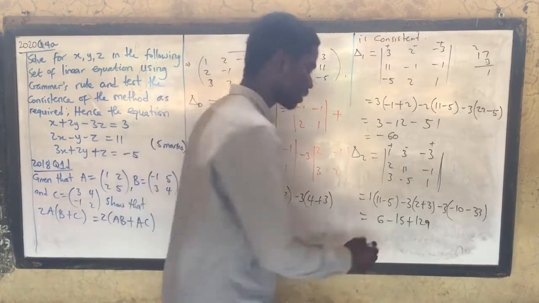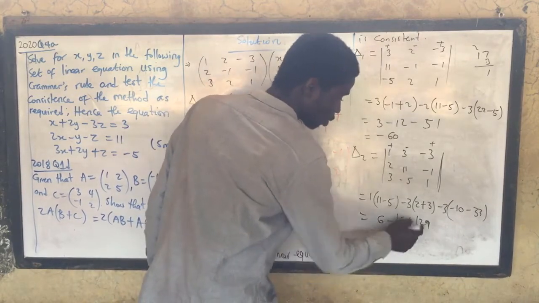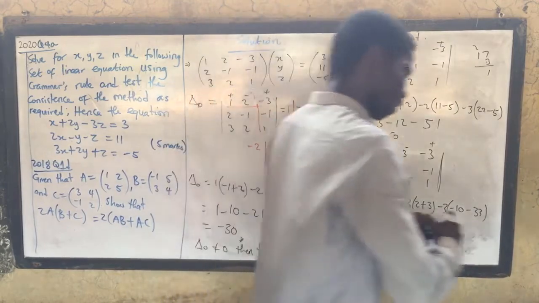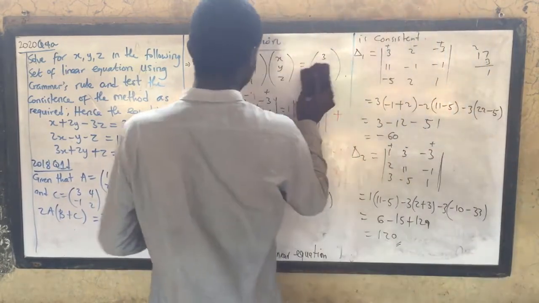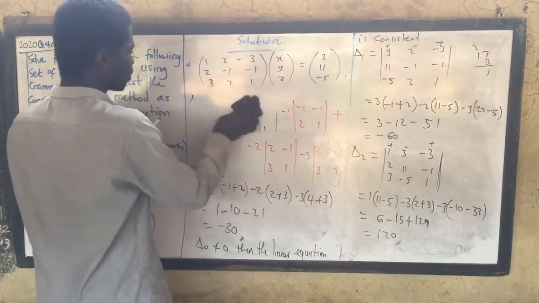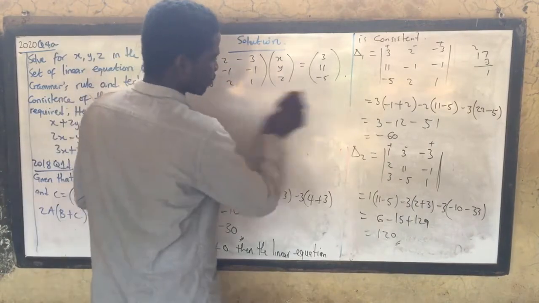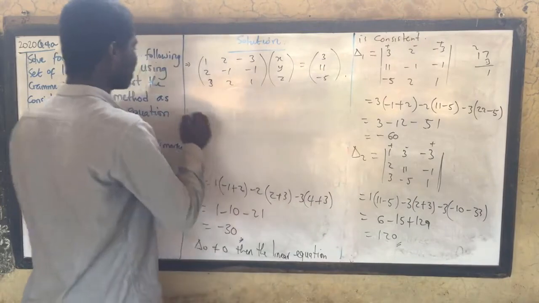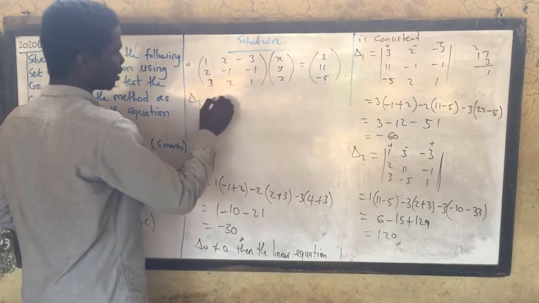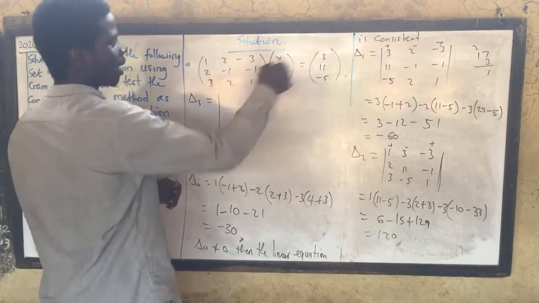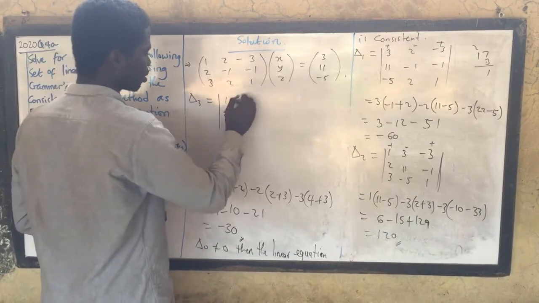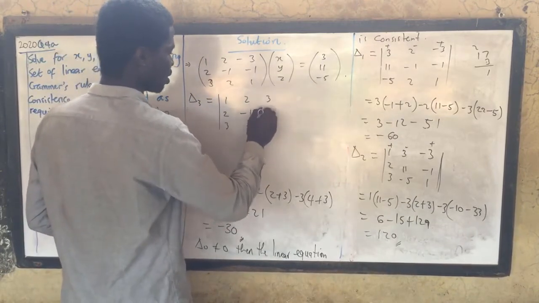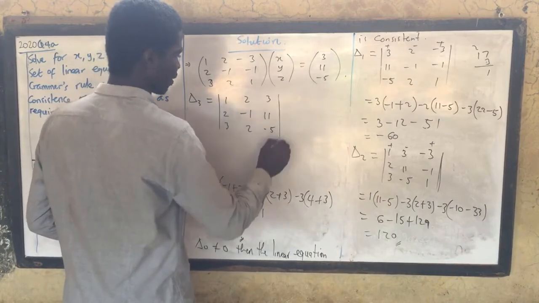Minus 9 plus 120, the answer is plus 129, the answer will be 120. So now the next thing I'm going to do, let me rub up the question. I will need D3 now. D3 means remove the third column and replace. So this is 1, 2, 3, 2 minus 1, 2. Then replace with this. This is 3, 11 minus 5.